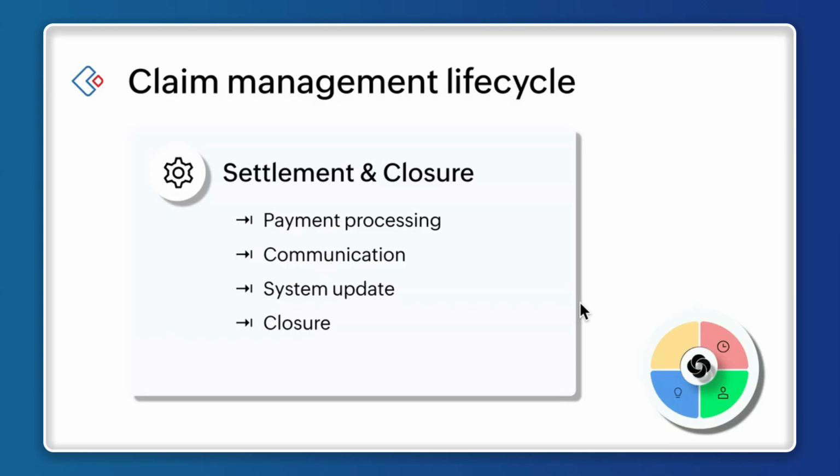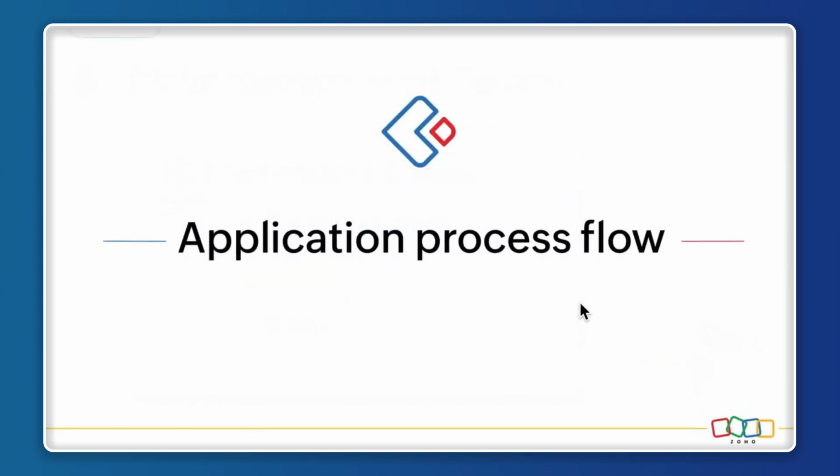Now, automating this needs some work. So we have built an application on top of Zoho Creator called Insurance Claim Management. This insurance claim management application will automate the entire life cycle that we have discussed just now. Before we look into the insurance claim management application, we will discuss the application process flow used to build that application, to have a clear idea about what will be happening in that particular application.